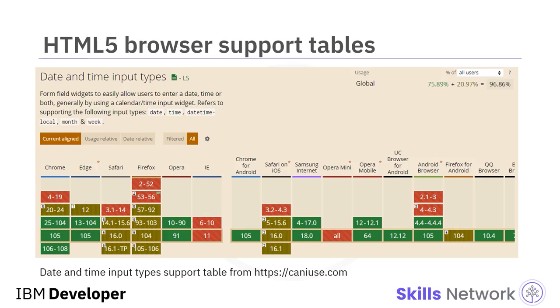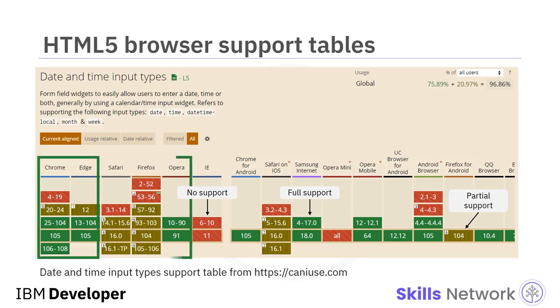This example shows a support table for the input type equals date element. The numbers represent the browser version. The color determines the level of support. Green, full support; olive, partial support; red, no support. Edge, Chrome, and Opera browsers are green, meaning they support the input type equals date element. Internet Explorer and Safari browsers are red, meaning they do not support the input type equals date element.